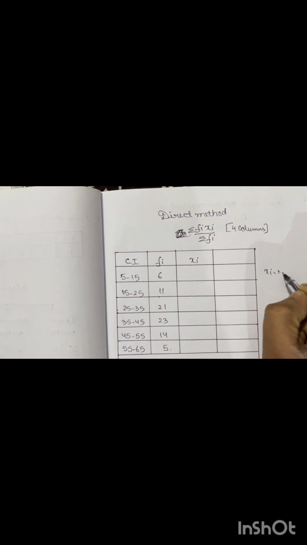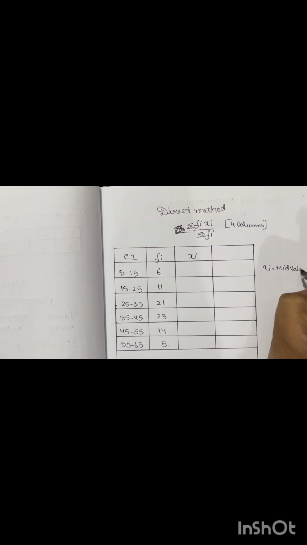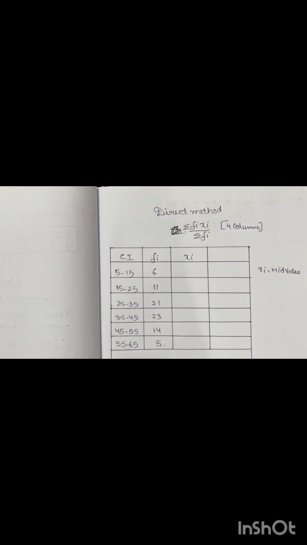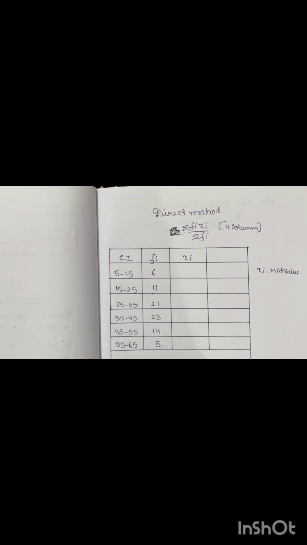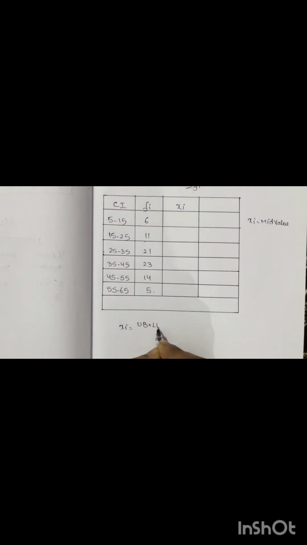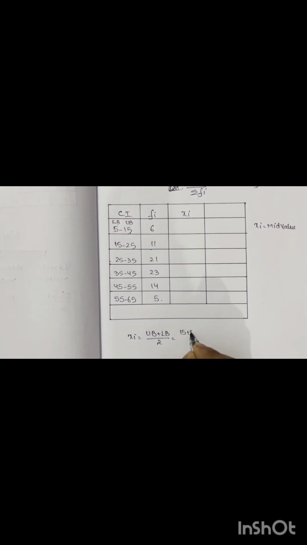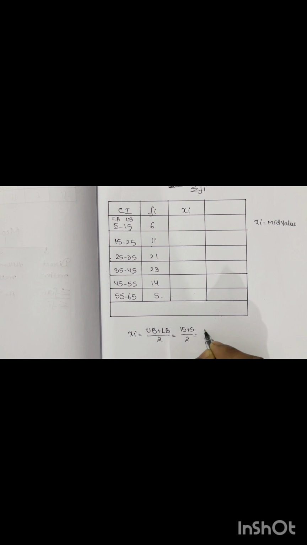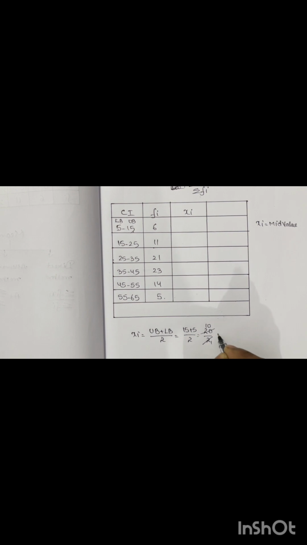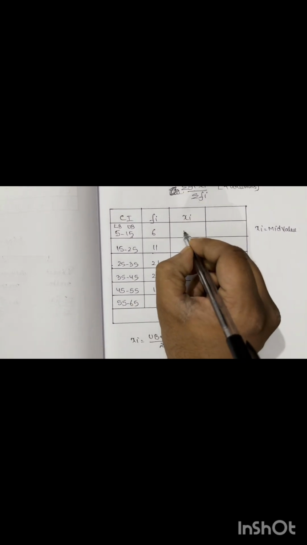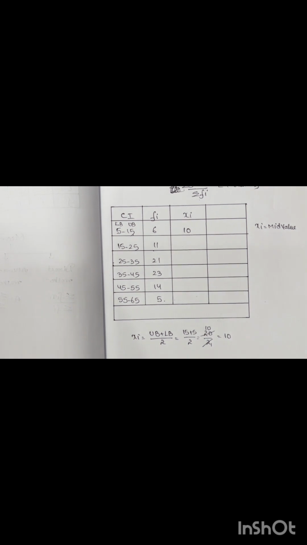Xi is also called the mid value, and the formula for xi is upper boundary plus lower boundary divided by 2. This one is the lower boundary and this one is the upper boundary. Here the upper boundary is 15 and the lower boundary is 5. So 15 plus 5 divided by 2, 20 by 2, the answer is 10. So the first mid value is 10.